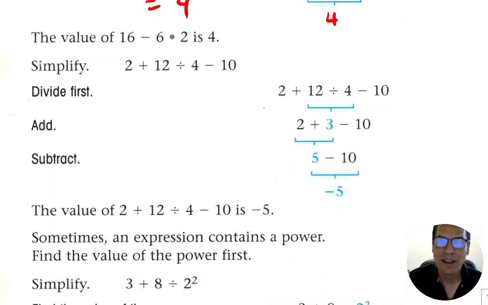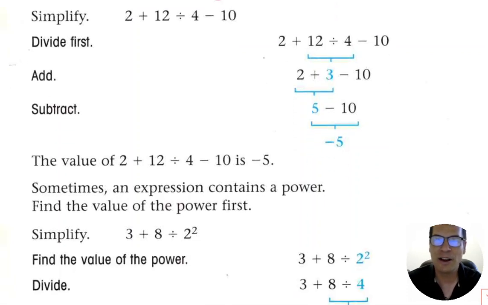All right, so let's look at example number 2 then, and follow the order of operations here, right? So we have 16 minus 6 times 2, and the value is 4, which is for our last problem. So now let's simplify in example 2: 2 plus 12 divided by 4 minus 10.